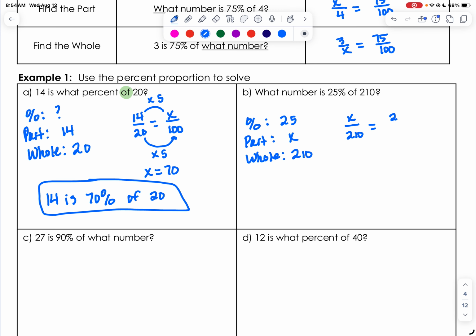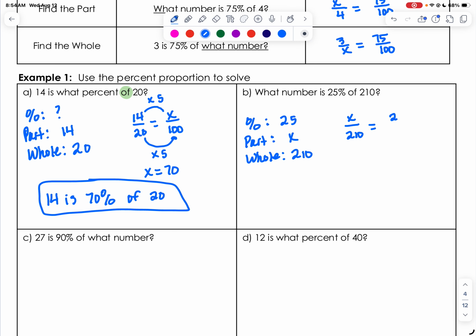All right, problem C. 27 is 90% of what number? So this time we know the part is 27. We do not know the whole. And I know the percent is 90. Now, on this problem, I'm having a little bit of trouble seeing the scale factor. So sometimes if you'll reduce your fraction, like say 90 over 100, I could divide those both by 10 and simplify it a little bit and see if it's easier to find your scale factor.